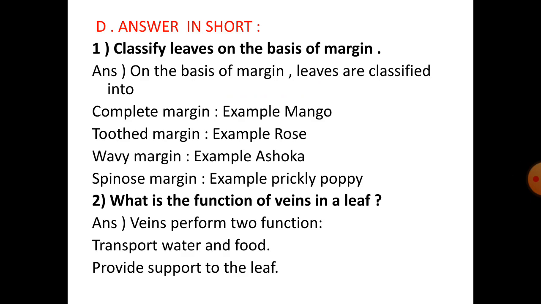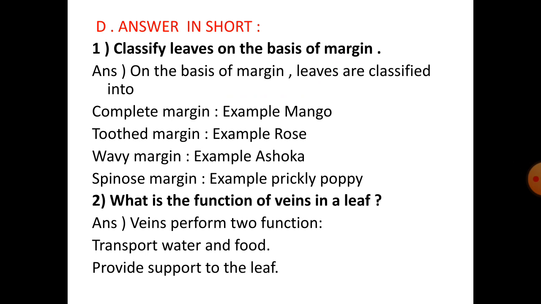Answer in short. Classify leaves on the basis of margin. On the basis of margin, leaves are classified into complete margin, example mango; toothed margin, example rose; wavy margin, example ashoka; spinous margin, example prickly poppy.